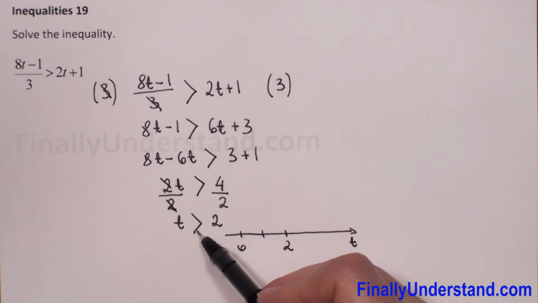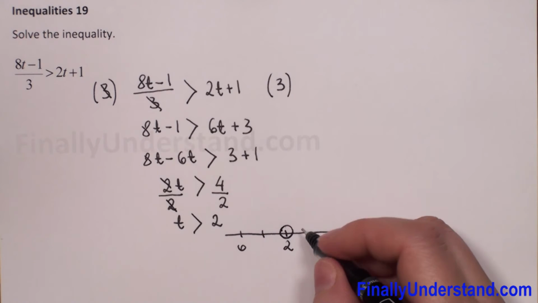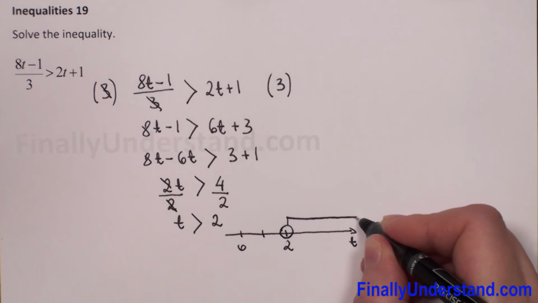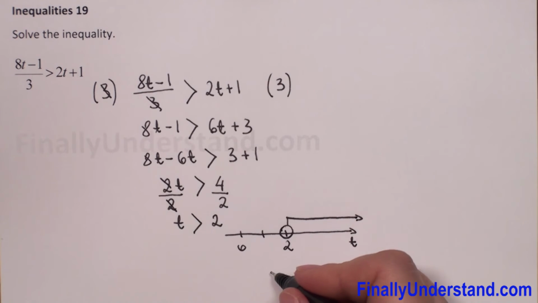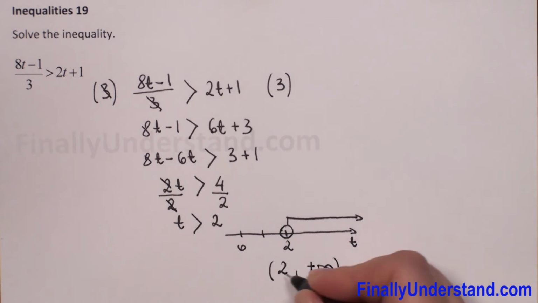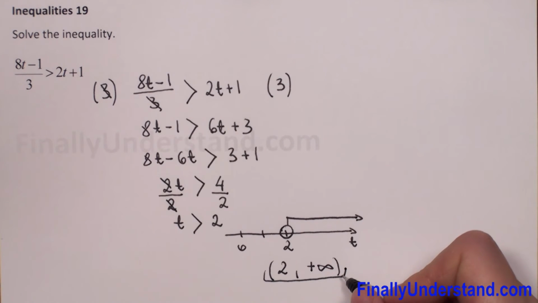Because I have the sign greater than 2, it means 2 is not included, and t is greater than 2 means going to positive infinity. So I have the interval from 2 to plus infinity. This is my solution. Now I have to check if it's correct.